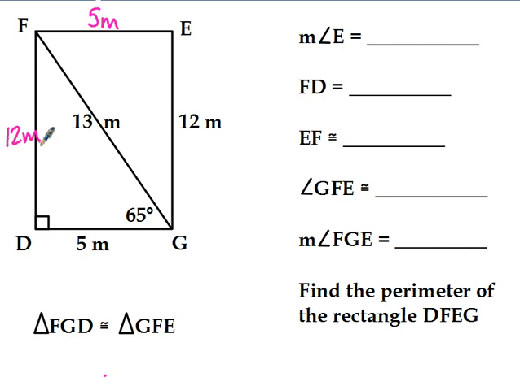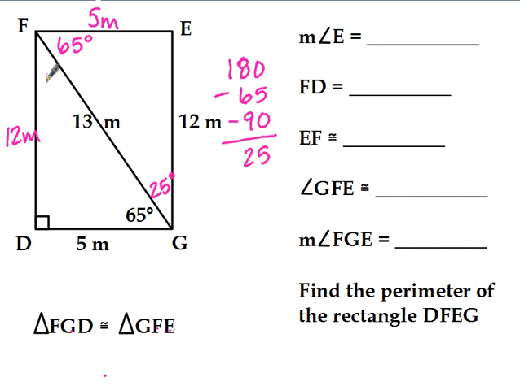And then with angles, this one up here would also be 65 degrees, because I'm looking at DGF. DGF is going to be the same as EFG. And then to find my missing one, I'll take 180 minus 65 minus 90, which gives me 25 degrees as my other two angles.